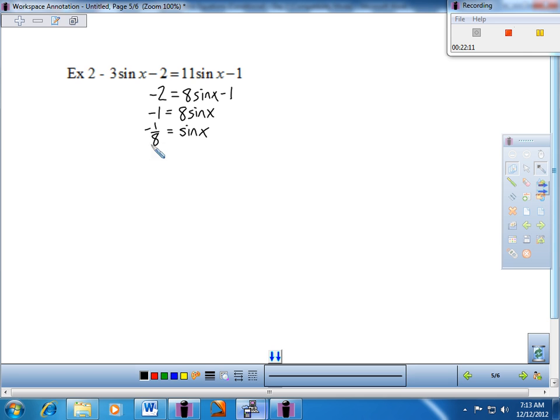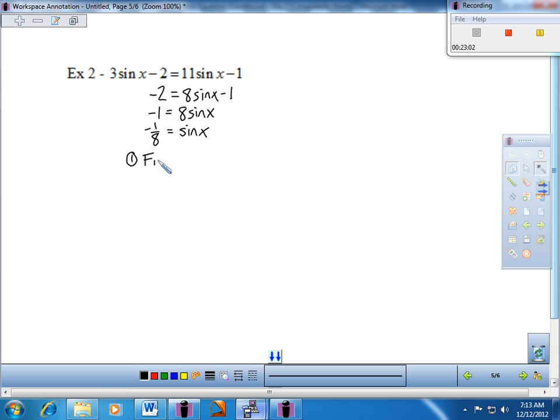And so what we're going to have to do is kind of figure this out here and go for it. So what angles have a sine ratio of negative 1/8? All right, so here's what I do, at least initially. I'm going to put a number 1 here, and the first order of business is to find the reference angle.